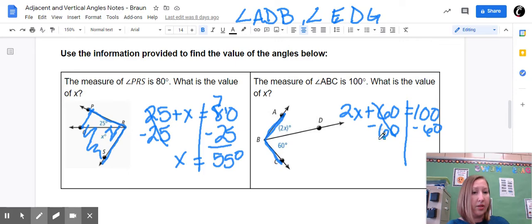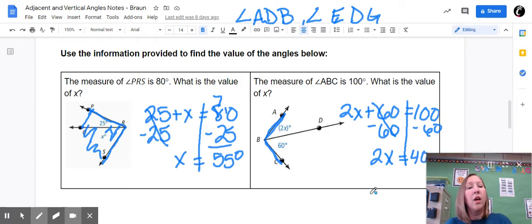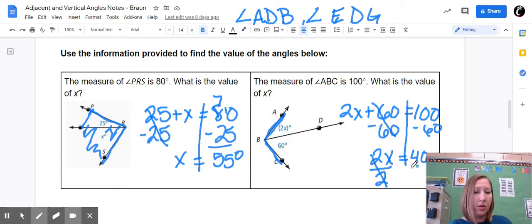When I do that, my positive 60 minus 60, that's going to cancel and leave me with just 2x on the left. And 100 minus 60 gives me 40. Then I'm going to divide both sides by 2. I want to get my x by itself, so I have to divide by 2. That leaves me with x equals 20. 40 divided by 2 is 20, so x equals 20.